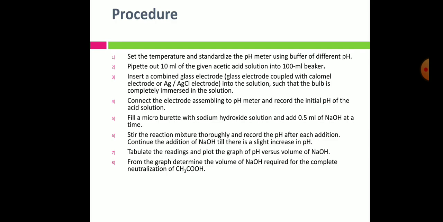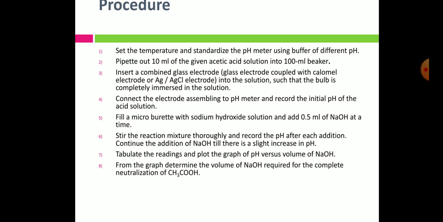So, let us now come to the procedure, and afterwards we will understand what we are going to do with the readings that we have recorded. The procedure is followed in certain steps. Now, let us see them one by one.